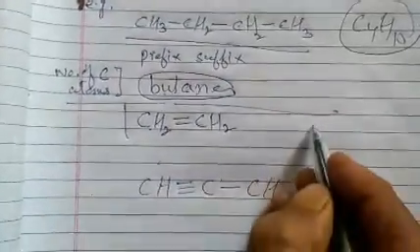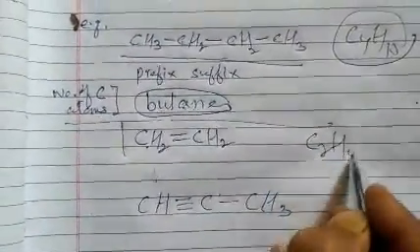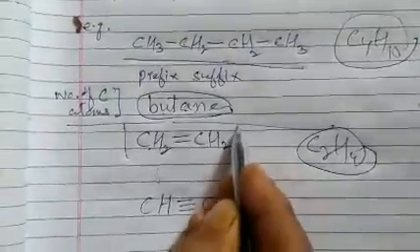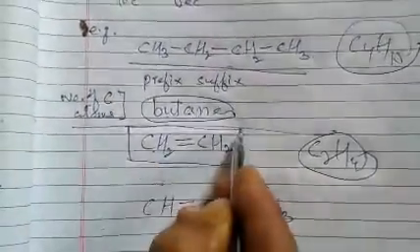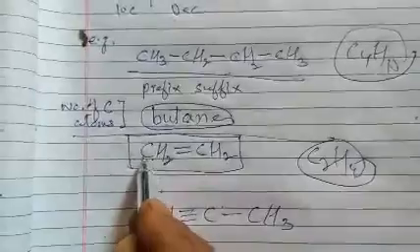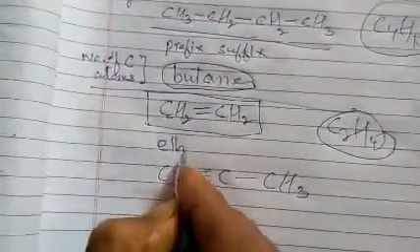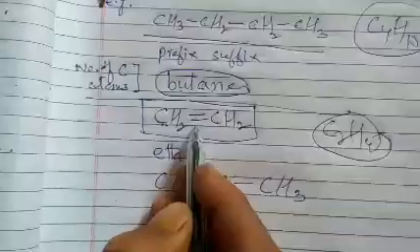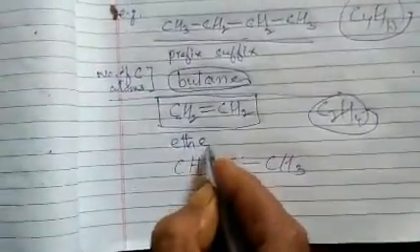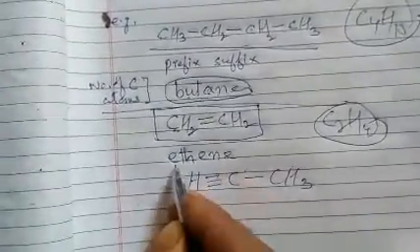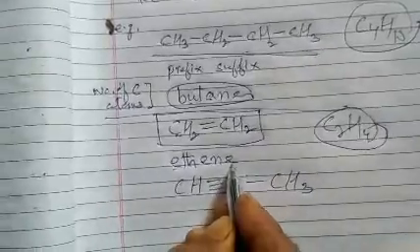Here is a compound. It is C2H4, its molecular formula, and this is its structural formula. See here, it contains 2 carbon atoms. For 2 carbon atoms, we use the prefix eth. We will write the prefix of the name, eth. Since the compound contains a double bond, we use the suffix ene. Now its name became ethene.